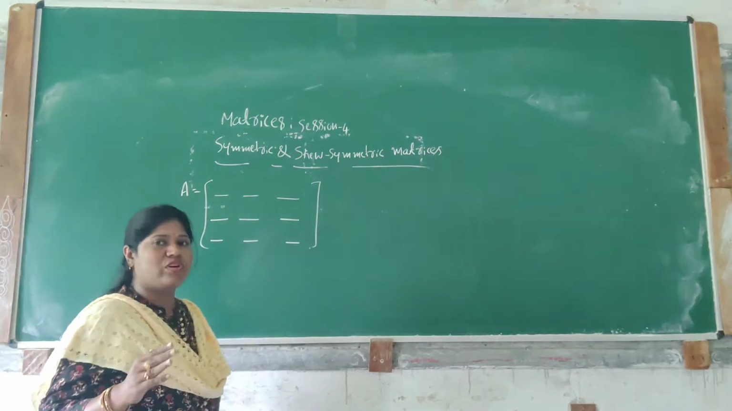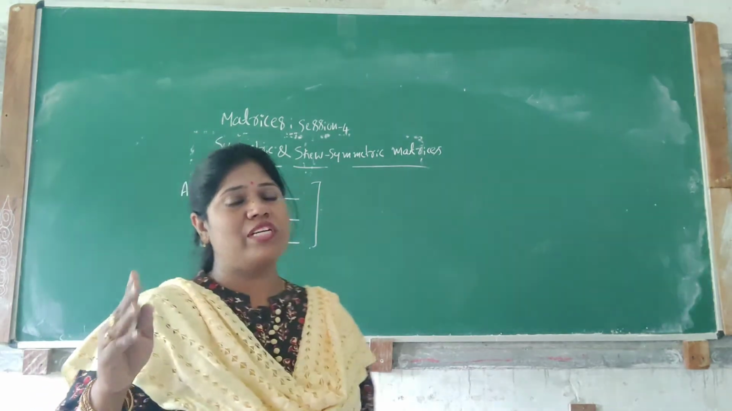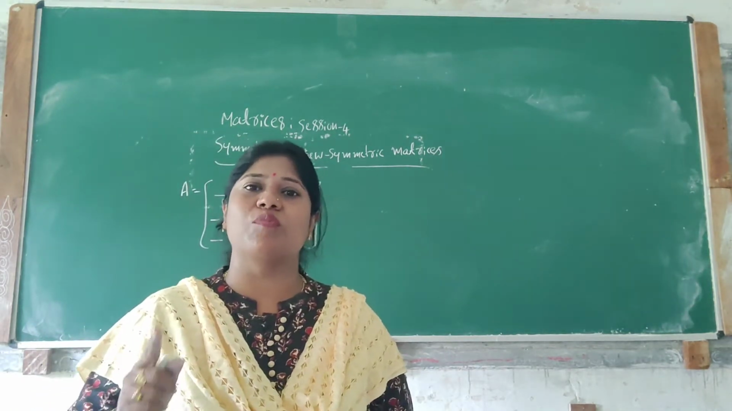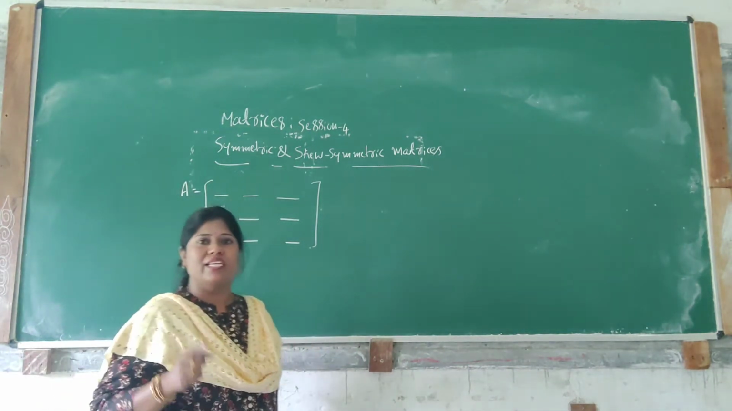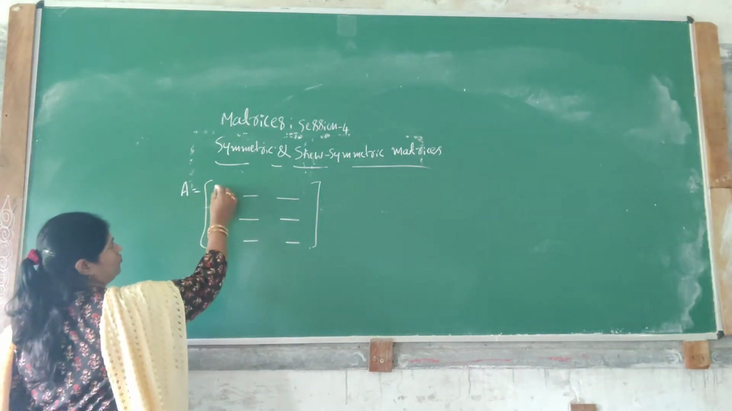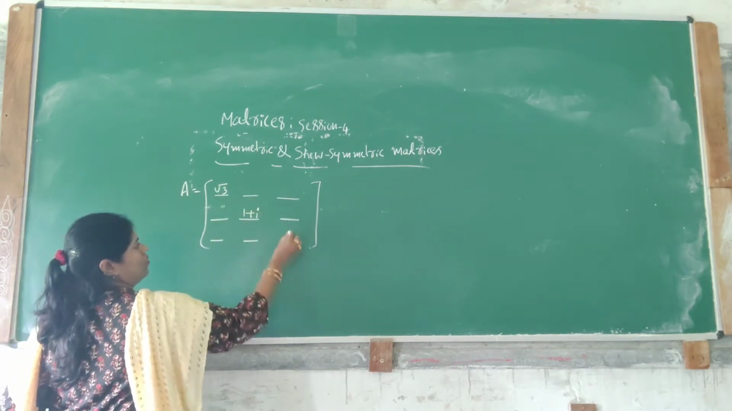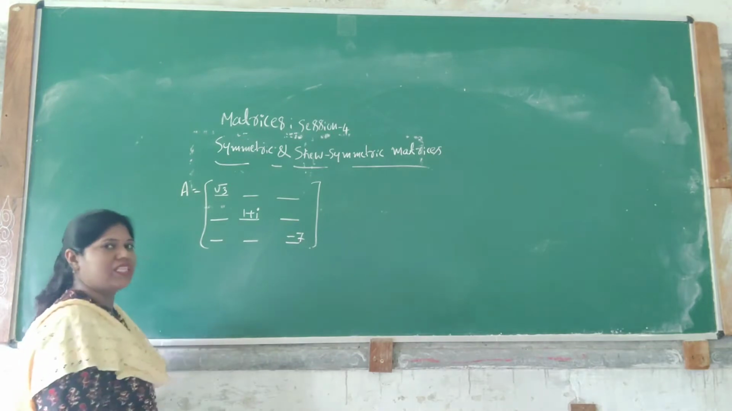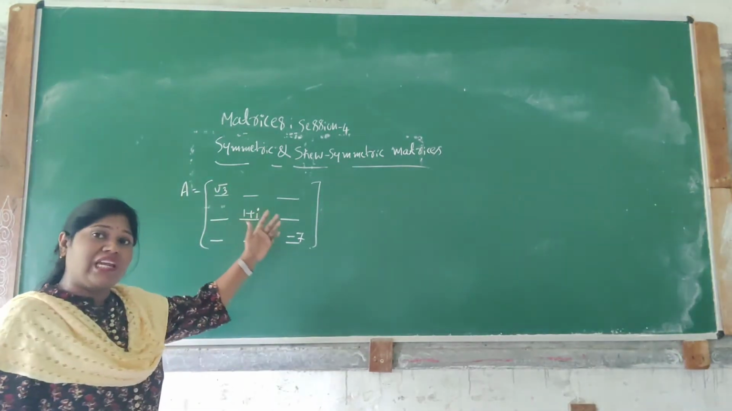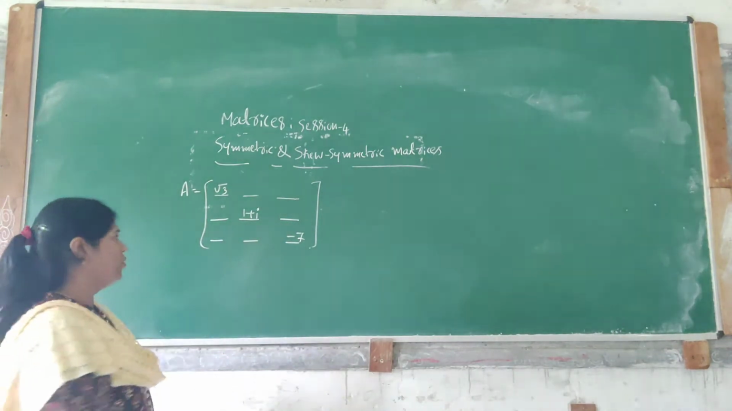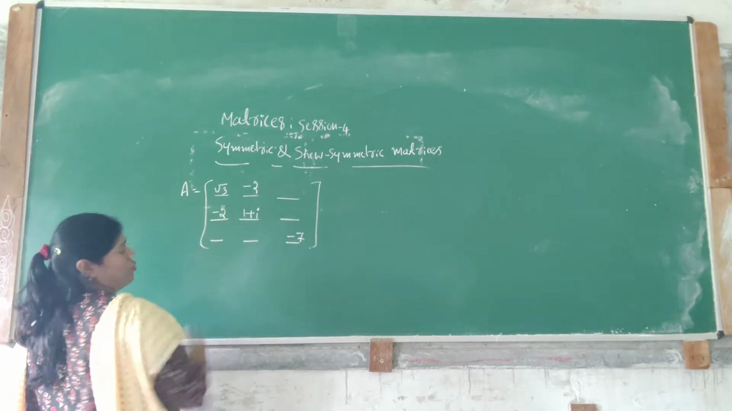First we have to write the diagonal elements. What are the diagonal elements? The elements from the left top corner to the right bottom corner are called the principal diagonal or leading diagonal. So root 3, 1 plus i, minus 7. We have to write the diagonal elements first. After this, the non-diagonal elements should be symmetric. They should be the same. So if I put minus 2 here, I have to put minus 2 there also.